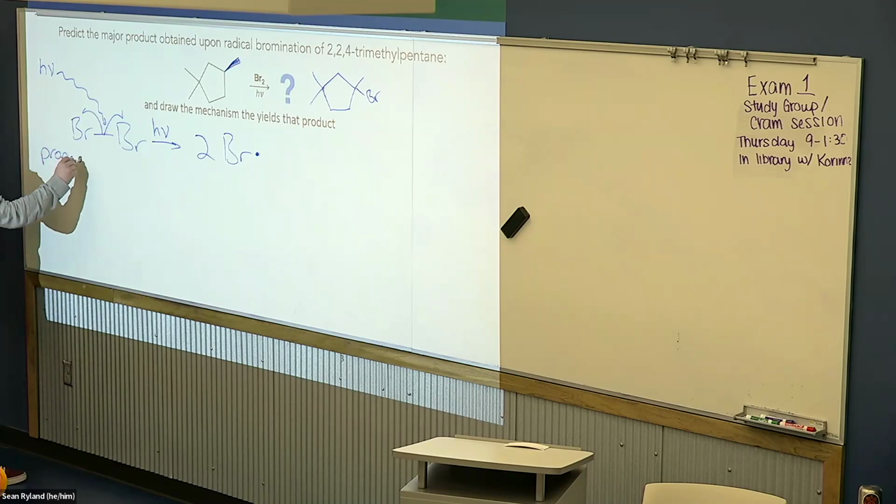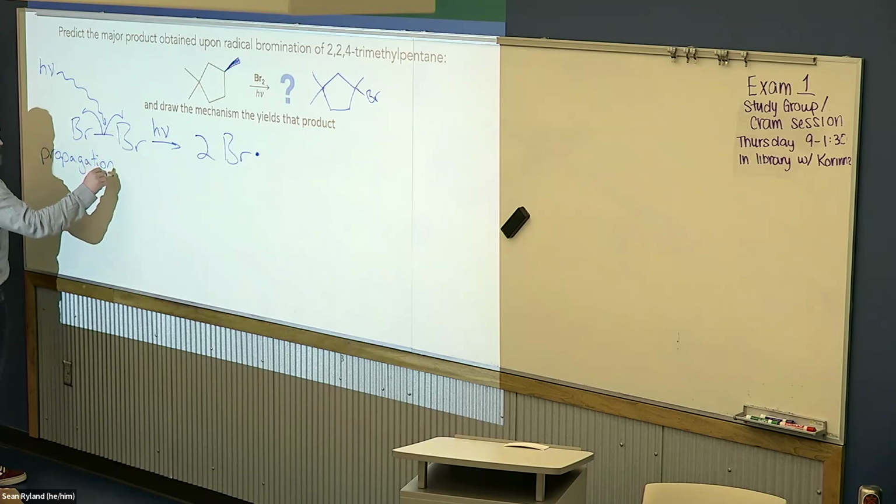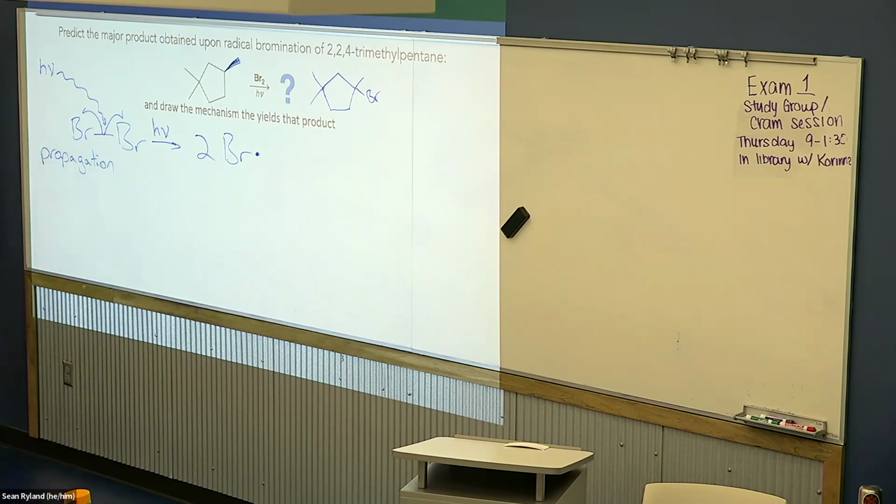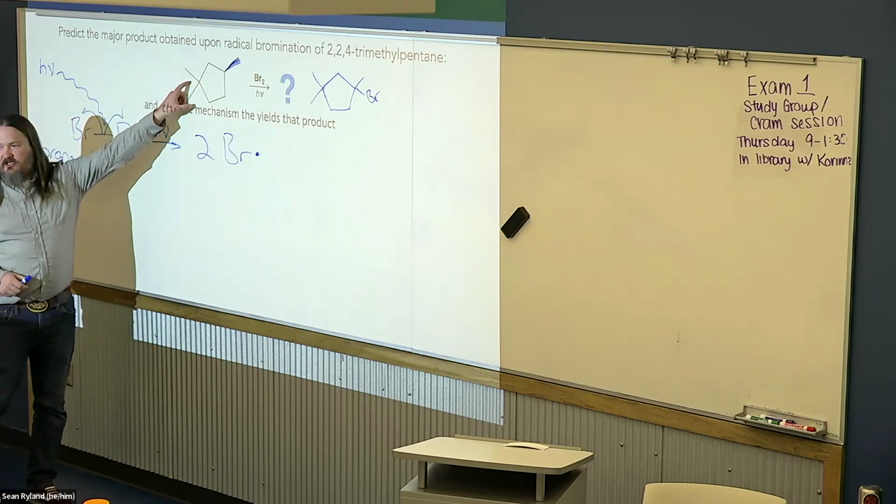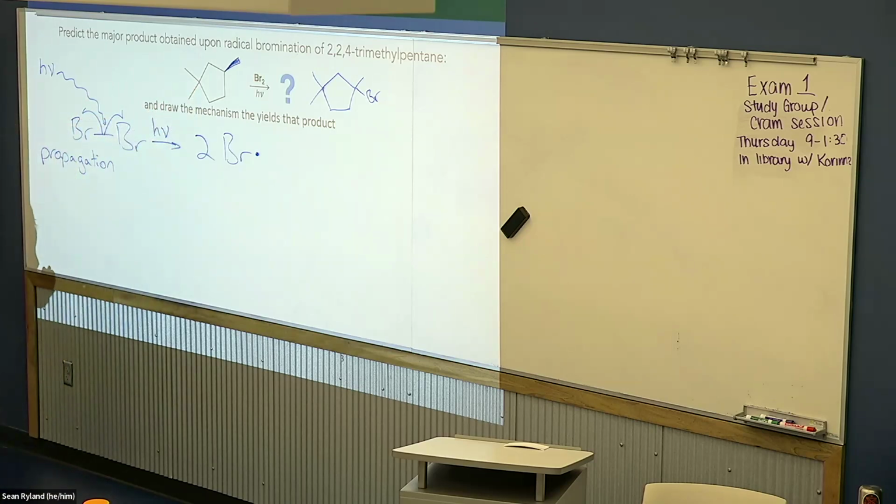So what are our propagation steps then? Remember, what are our keys to know how many propagation steps we should be drawing? How do we know if we drew the propagation steps properly? If you cancel out the free radicals to just get our net reaction. So we've got a bromine radical that's going to be part of this first propagation step.